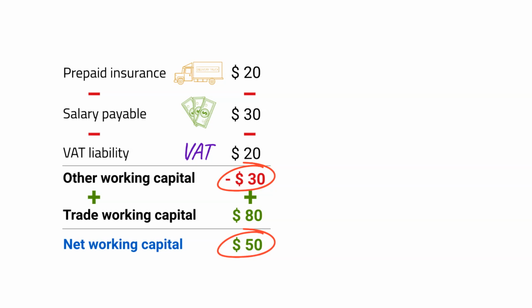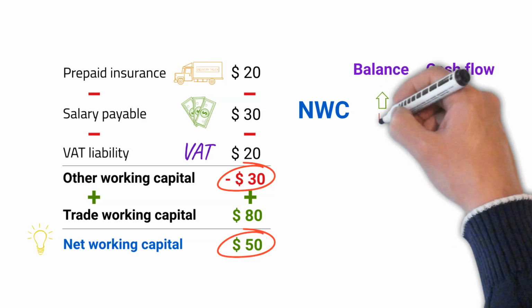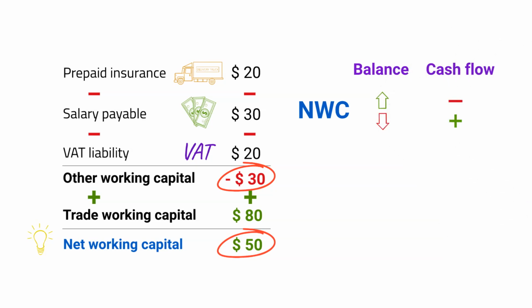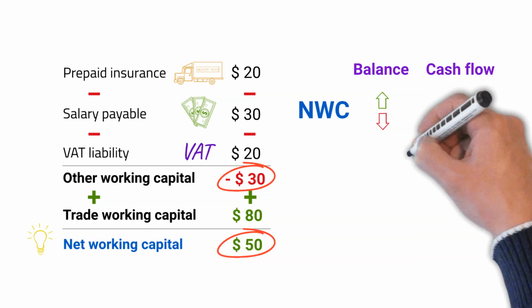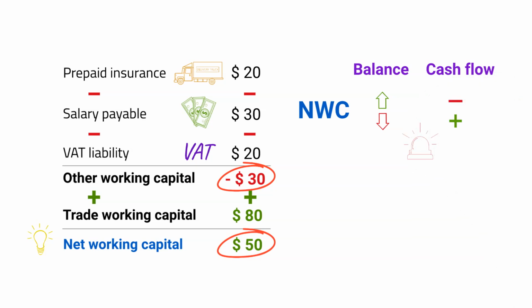Net working capital is critical because it directly affects cash flow. If your net working capital increases, more cash is tied up in the business. If your net working capital decreases, cash is released. Even profitable companies can run into trouble if too much cash is locked in working capital.